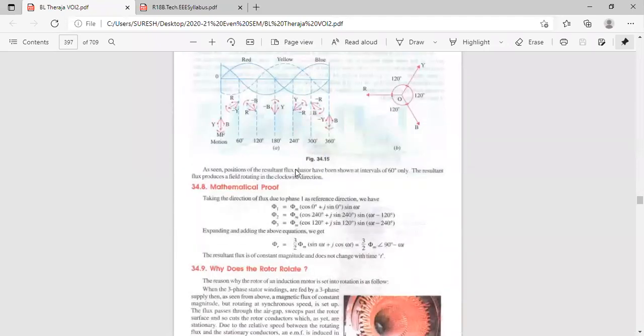I'm showing here. See here. Three fluxes are developed in the stator windings, as there are three stator windings on a 3-phase supply: phi 1, phi 2, and phi 3. Let us take this as phi 1, the R phase. After 120 degrees, phi 2. After another 120 degrees, phi 3. Each is displaced symmetrically by 120 degrees.